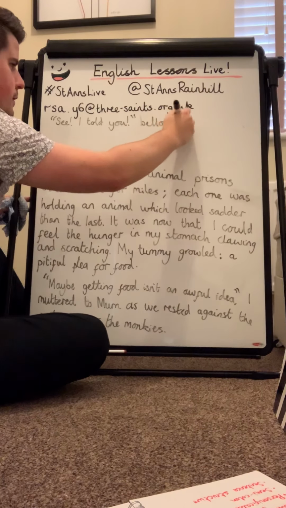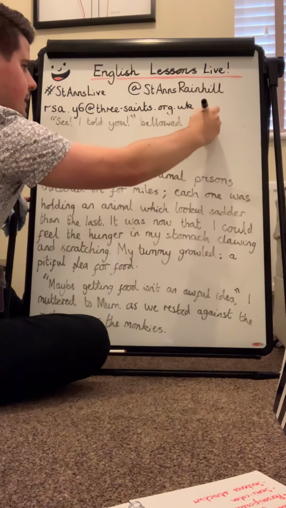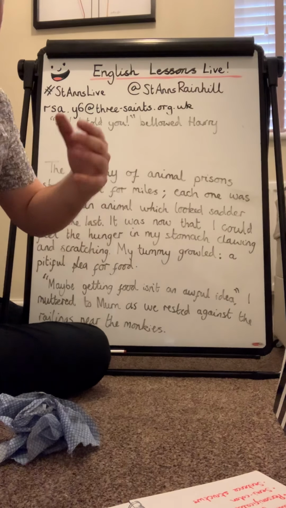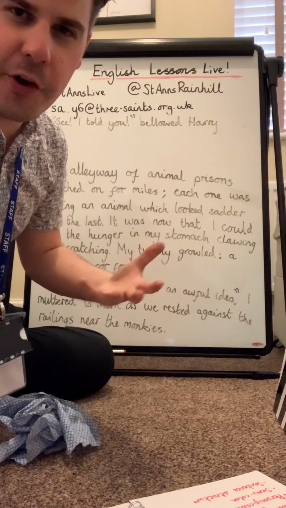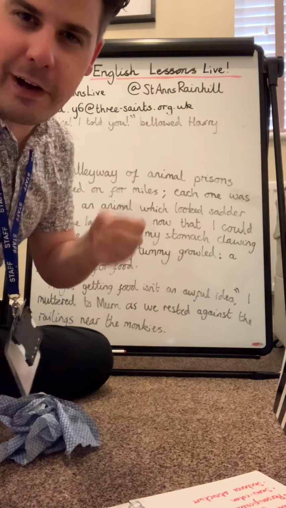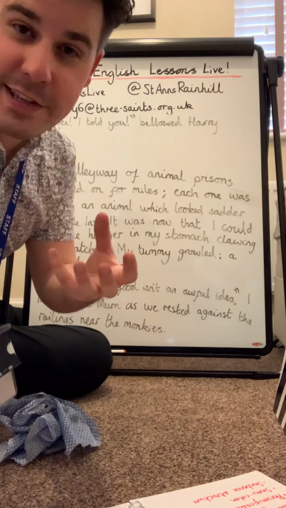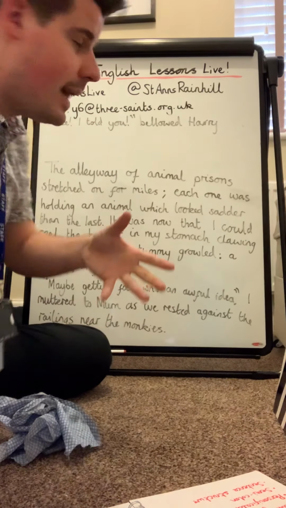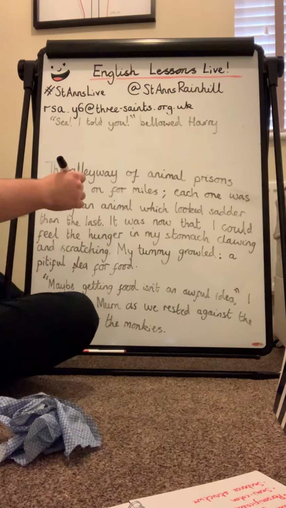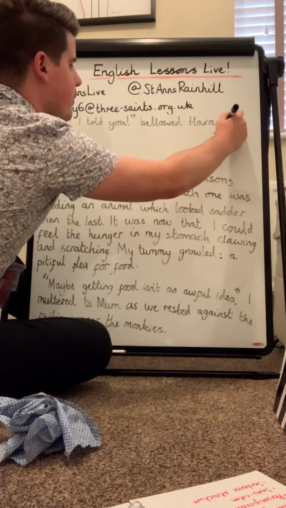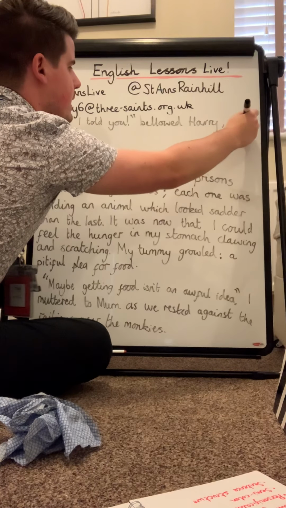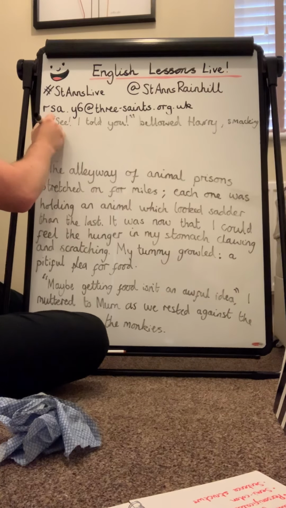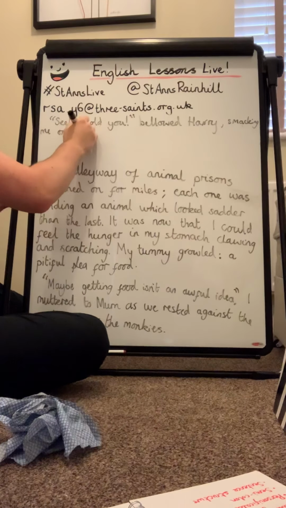Bellowed Harry. Now, I want him to hit him in the back, but I don't want to make it drag on and on. So I'm going to use a non-finite ing clause, like a progressive tense verb without the auxiliary, to put action straight in there. So, "See, I told you," bellowed Harry, smacking me on the back.